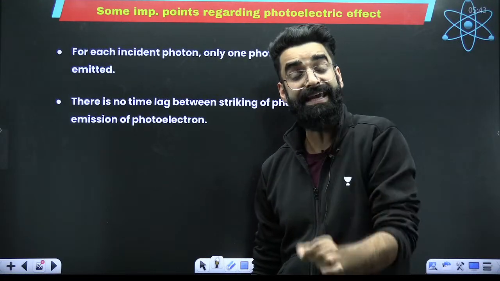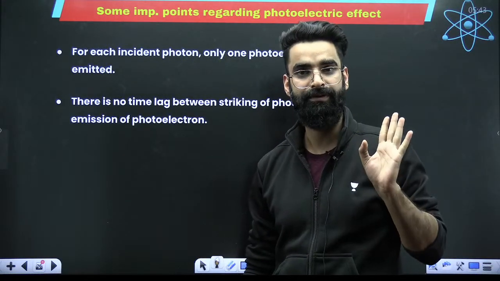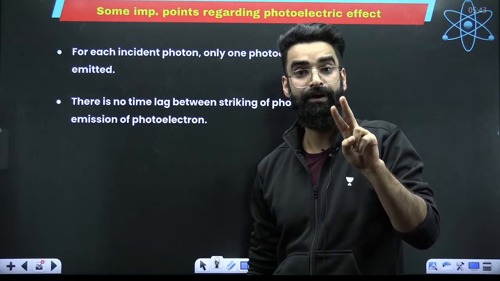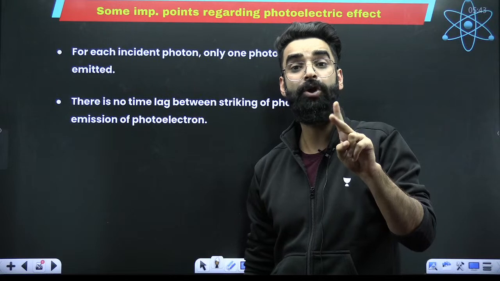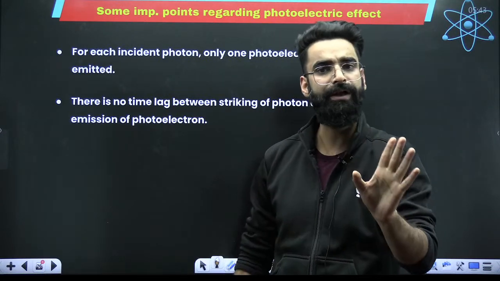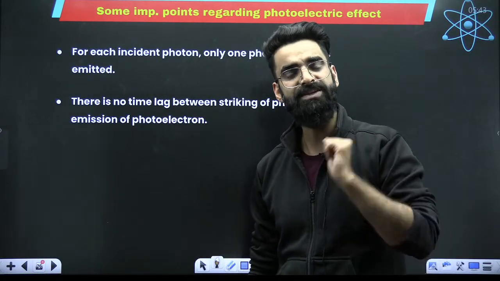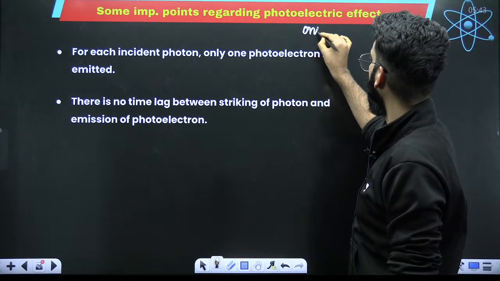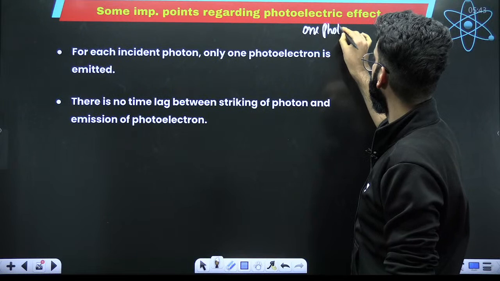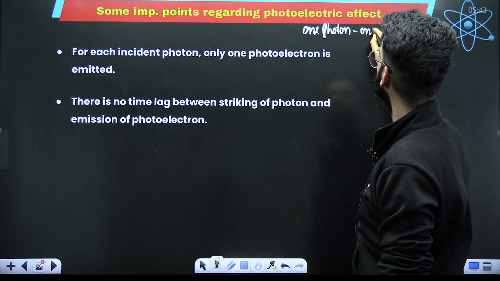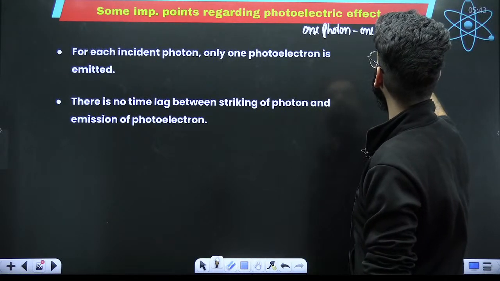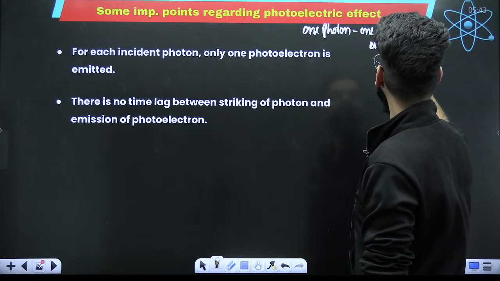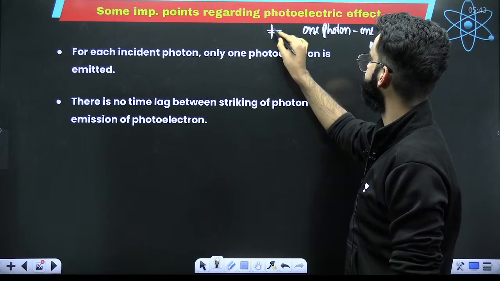One photon is enough to knock out one electron. Two photons cannot eject one electron. One photon will only knock out one electron. That is why the photoelectric effect is also called one photon, one electron emission.